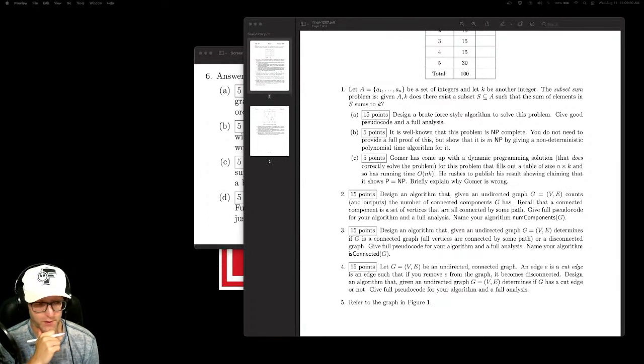The third part here is that Gomer has come up with a dynamic programming solution that does correctly solve the problem. So Gomer has a lot of problems here, but correctness is not his problem, at least in this instance. For this problem it fills out a tableau of size n by k, and so it has a running time of order nk. He's also correct about that. He rushes to publish his results showing the claim that P is equal to NP because this is clearly polynomial, right? Briefly explain why Gomer is wrong.